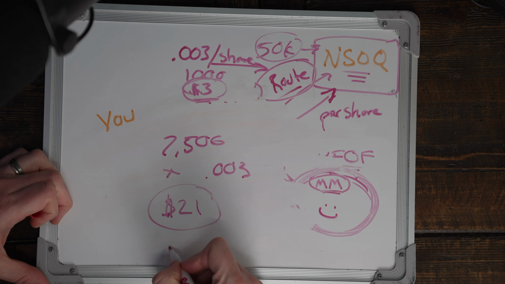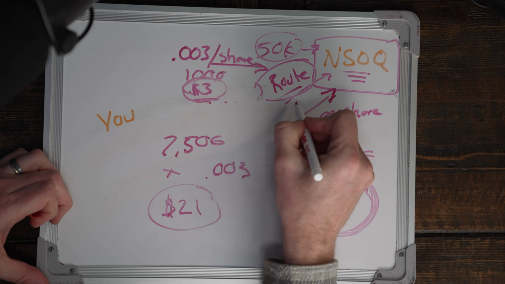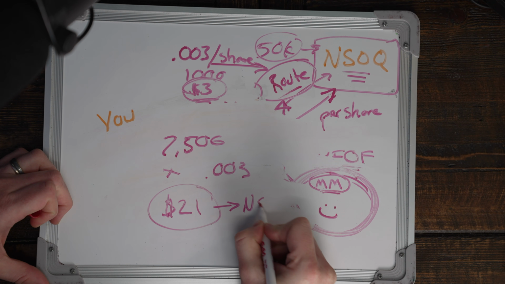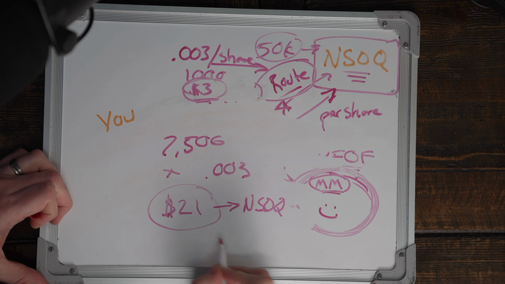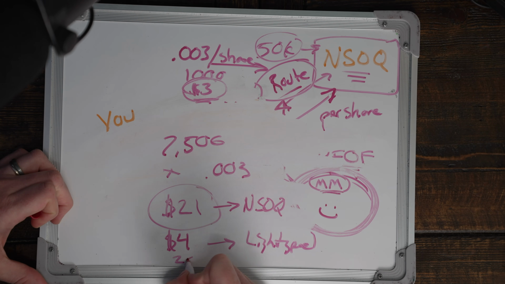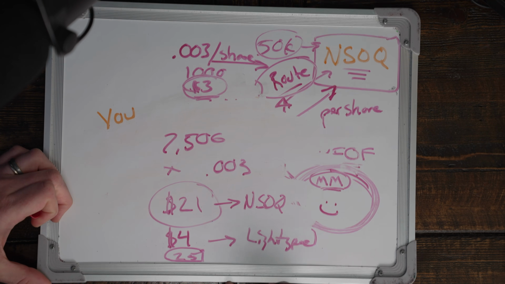Plus, don't forget, I had to pay the commission. Now, this is the fee just to route right here. That goes to who? NASDAQ, NSDQ. That goes to the exchange. And then the one buy order, the one sell order at the standard rate, that'd be $4. That goes to who? Lightspeed, because that's their commission. So that means this was a $25 order right there. That was $25 for that order.